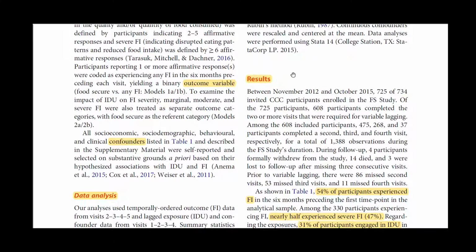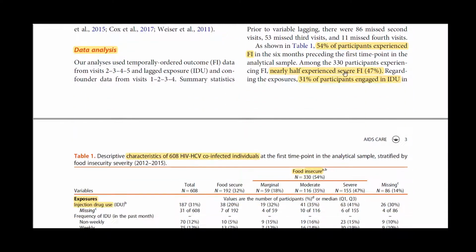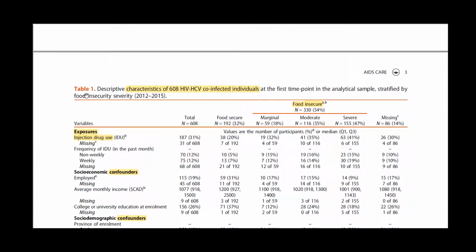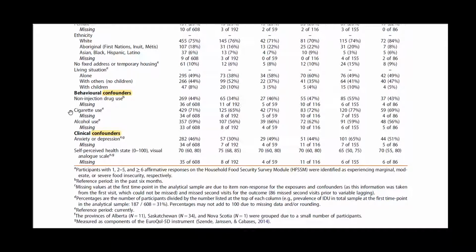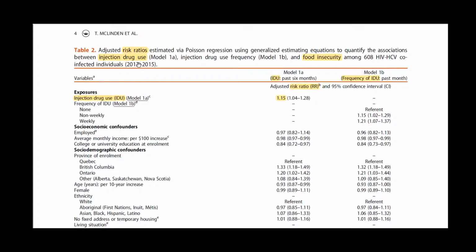We also have a results section, which is typically made up of text, as well as tables and/or figures. In this paper, there are several tables that outline the results in addition to a few paragraphs of text. This is the first table, which we will revisit in a moment, as well as the second table.